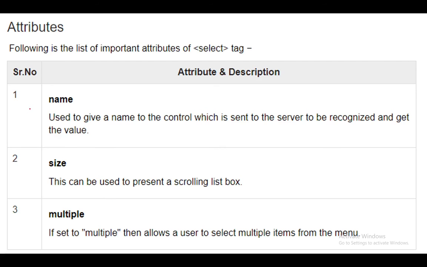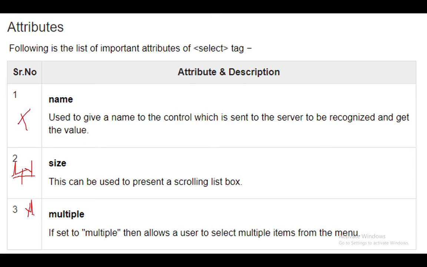The following is the list of important attributes of the select tag. So if you look here, we have name, used to give a name to the control, which is sent to the server to be recognized and get the value. Then we have the size. This can be used to present a scrolling list box. Then we have our multiple. If set to multiple, then it allows a user to select multiple items from the menu.